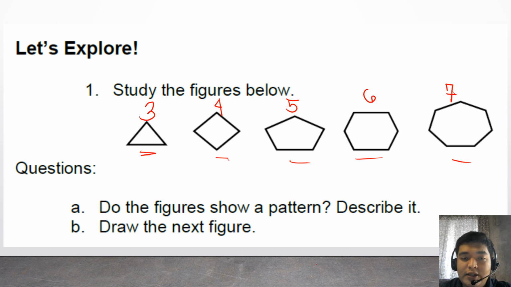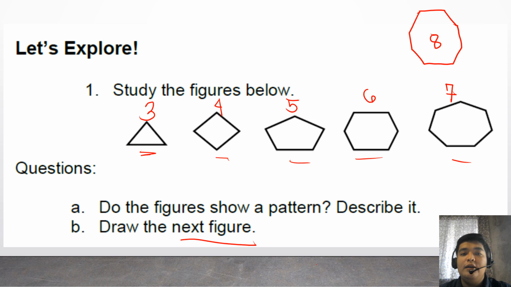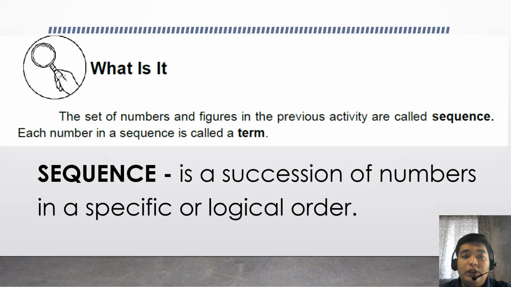Draw the next figure. What should we expect for our next figure? Of course, from 7, the next figure should have 8 sides. So this is an octagon. 1, 2, 3, 4, 5, 6, 7, 8. So 8 sides. The pattern there is you just add 1. The size is increasing. Next. What is it?